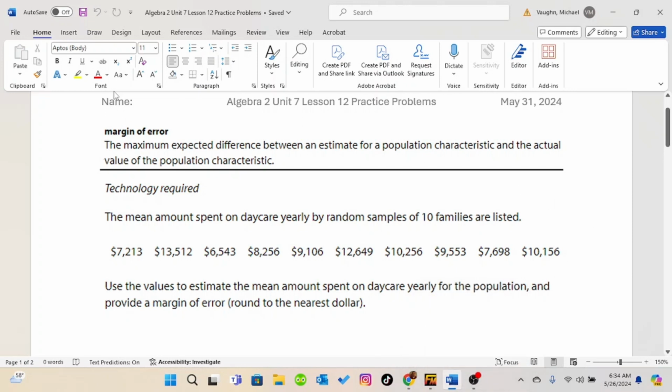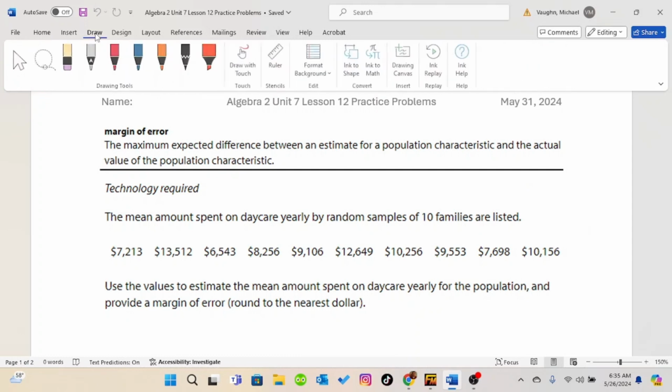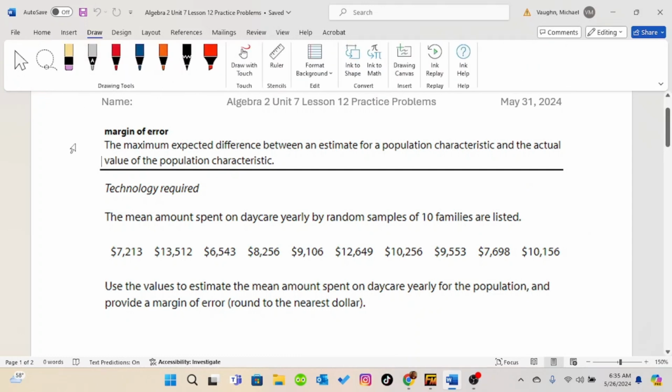Welcome to Algebra 2, Unit 7, Lesson 12 Practice Problems. Today we start with one vocabulary term, and that is margin of error.